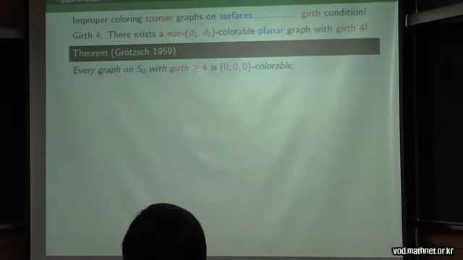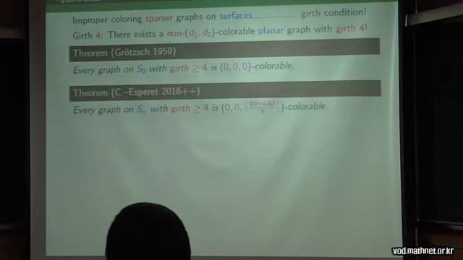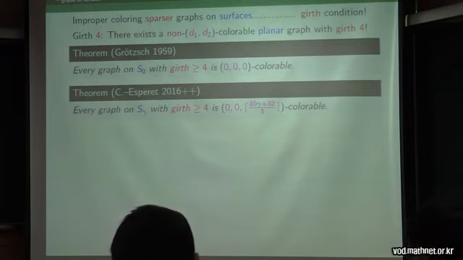And we also generalize this result for all surfaces. So we say if you give me a triangle-free graph of Euler genus gamma, then I can partition it into 3 parts, where 2 of them are independent, and the last one is some linear function in gamma. So this is a generalization of Grötzsch's theorem to higher surfaces. And we also show that this is tight.